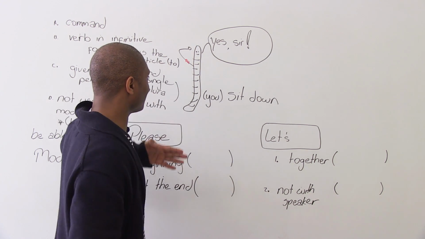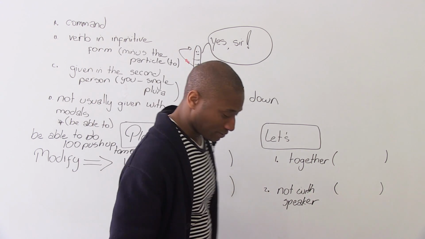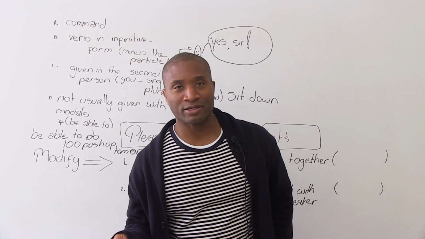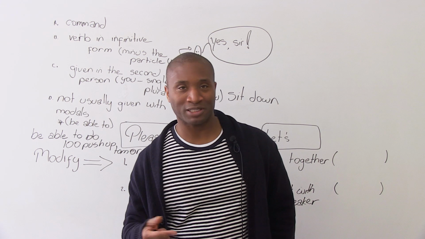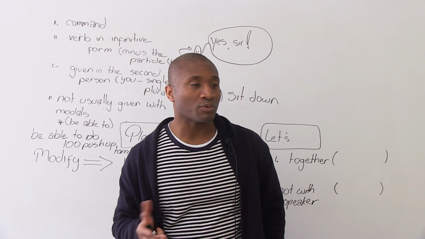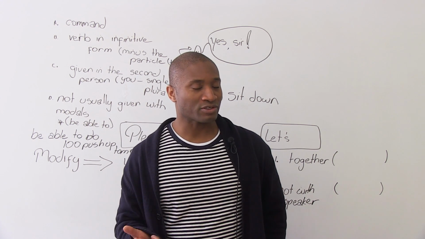Private E, stand down, all right? Let's start off with please. Please and thank you. You hear this all the time. Please, please, please, thank you, thank you. You know this is polite. Well, how do we use please with an imperative, right, to make it soft?